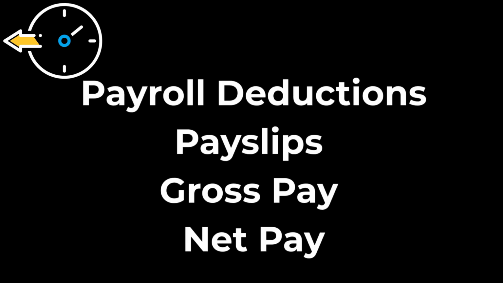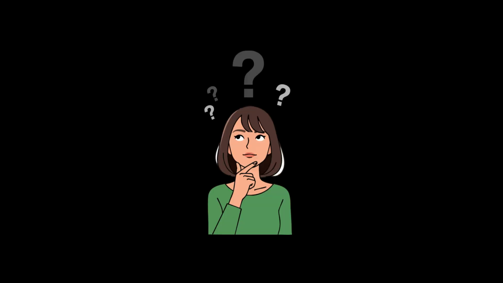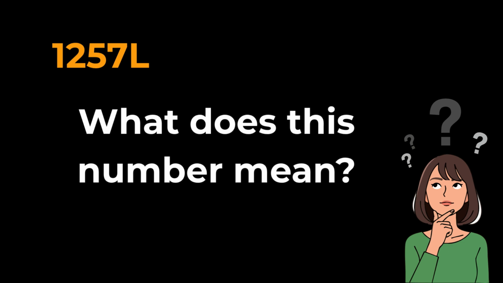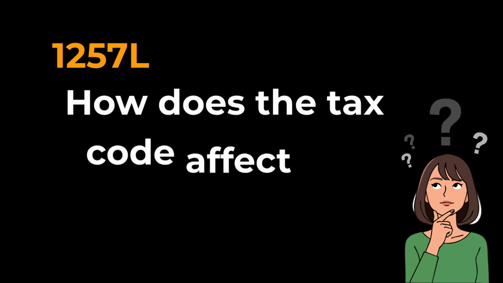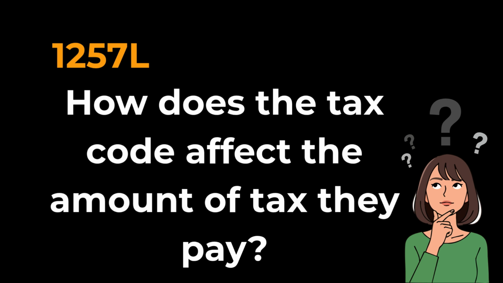In our previous lessons, we've looked at payroll deductions, payslips, gross pay and net pay. Today, we are going to look at another important part of UK payroll, tax codes. If you've ever looked at a payslip and seen something like 1257L, you may have wondered, what does this number even mean? Why does an employee have a particular tax code? And how does the tax code affect the amount of tax they pay?